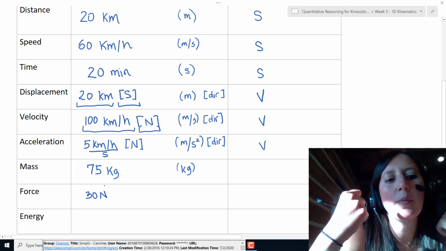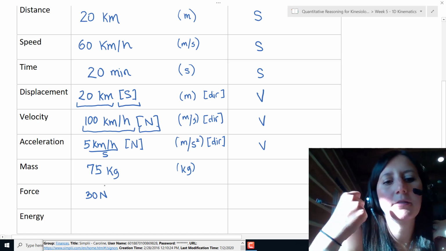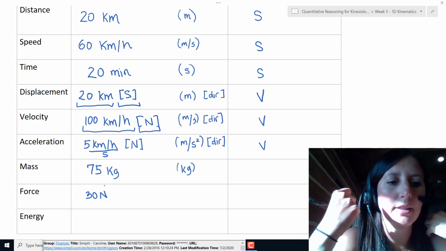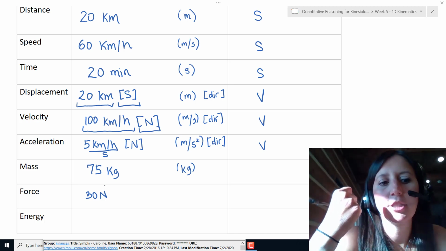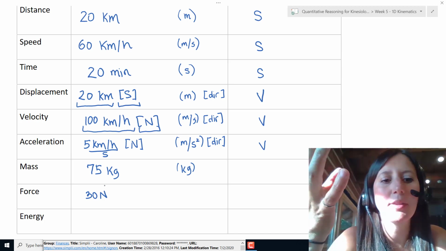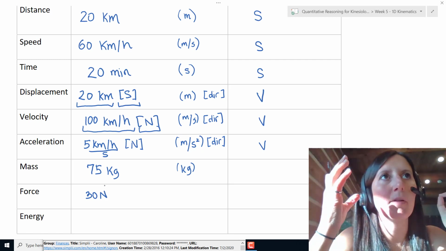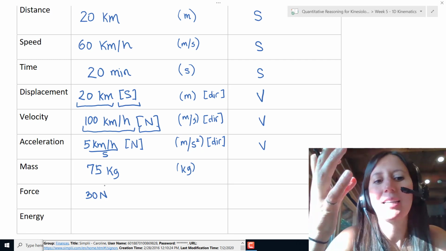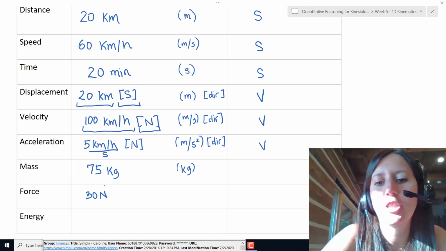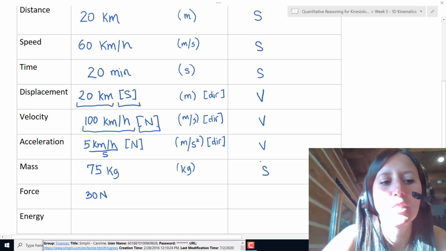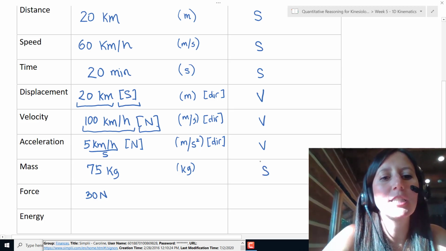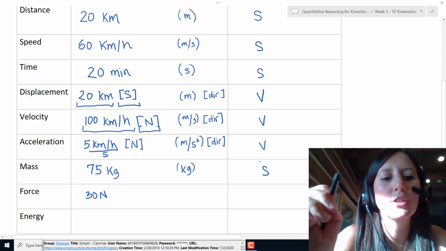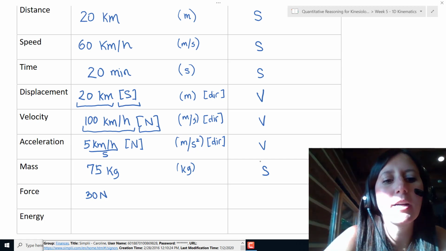Okay, so if we go back to mass, does that 75 kilograms have a direction to it? It doesn't. It's just a mass. This is just the amount of mass in something. It doesn't have a direction to it, so it is just a scalar value, no direction. But a force actually does have a direction. It points in a certain way. So forces are vector quantities.